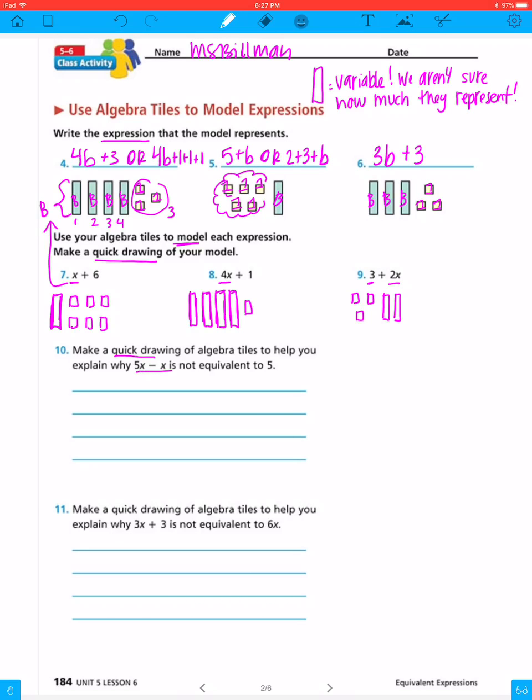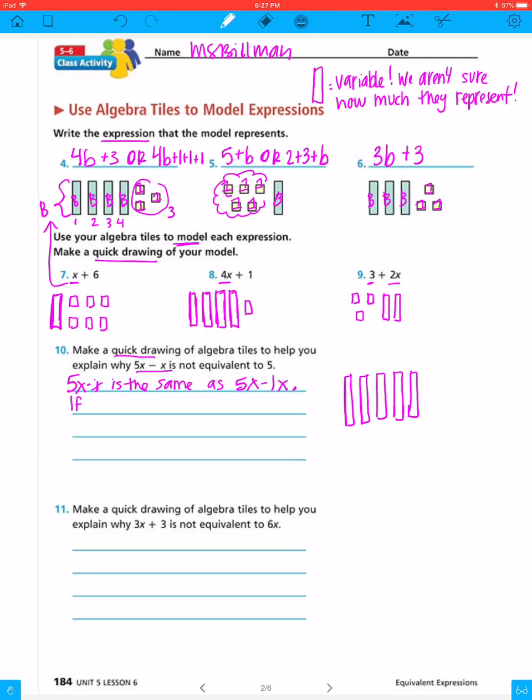We're going to make a quick drawing of algebra tiles to help you explain why 5x minus x is not equivalent to 5. So we're thinking 5 long rectangles, and we're going to subtract. But how do you show subtraction with that? Well, it's going to be similar to the models we saw in 5-5, where I'm going to get a different color to show you this. So 5x minus x is the same as saying 5x minus 1x.